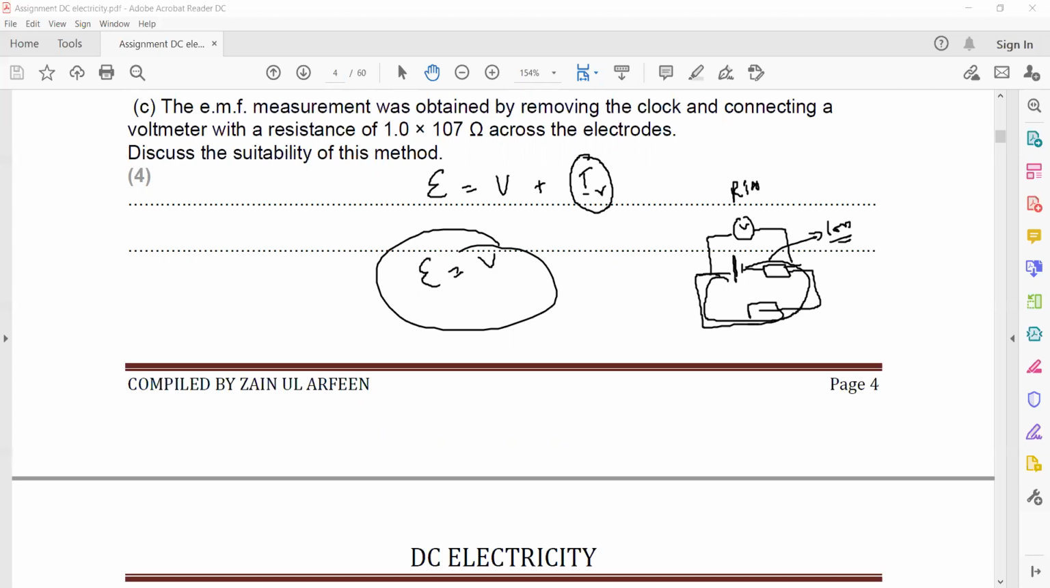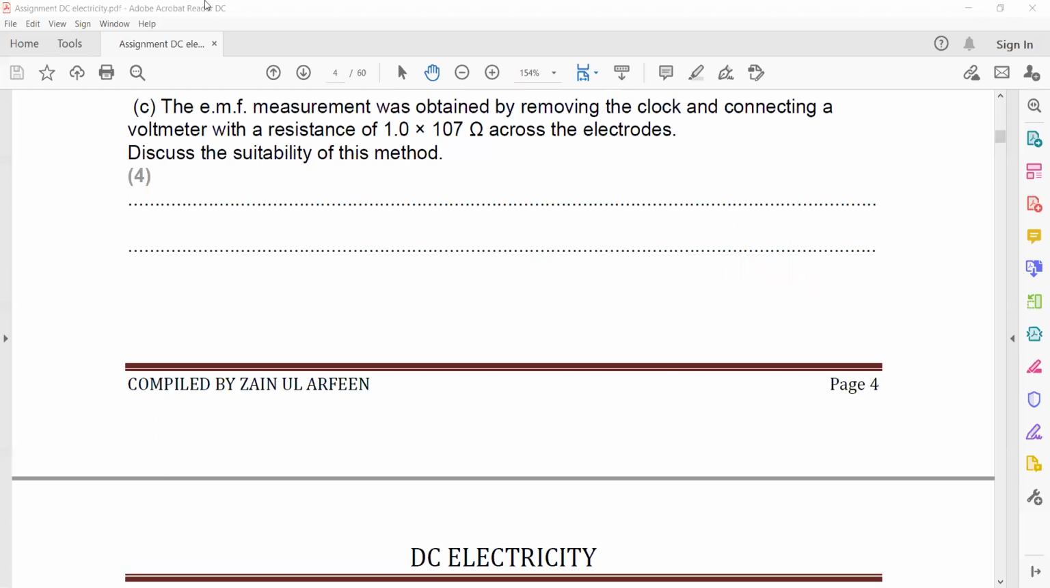Is it clear? So these are the 4 points which you have to include in this reason for why you select a very high resistance voltmeter. If it was a low resistance voltmeter, some current can flow through the voltmeter. So if there is a current in the circuit, it means there is voltage drop internally. So the external voltage, what the voltmeter records, will not be equal to the electromotive force, or EMF.